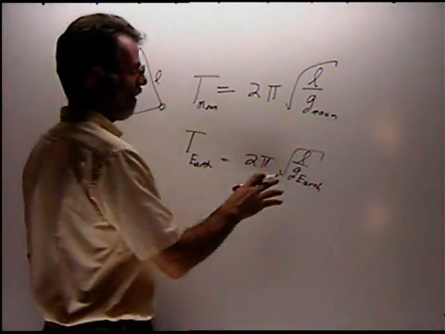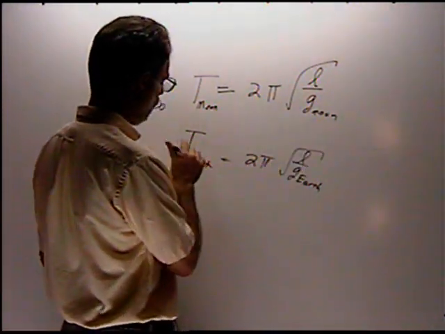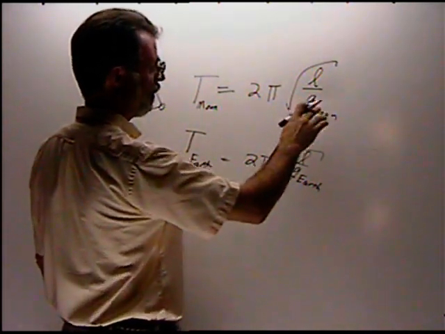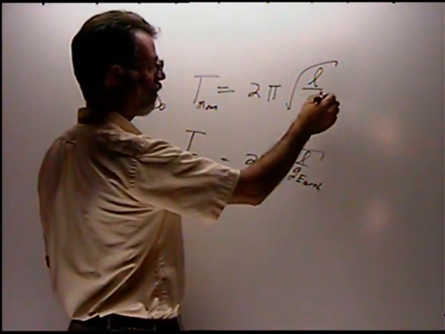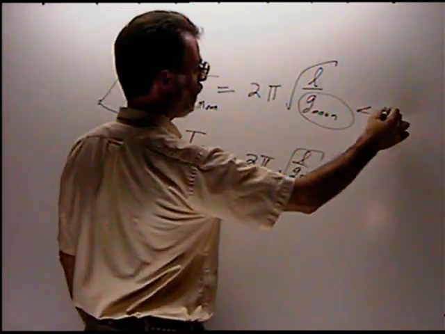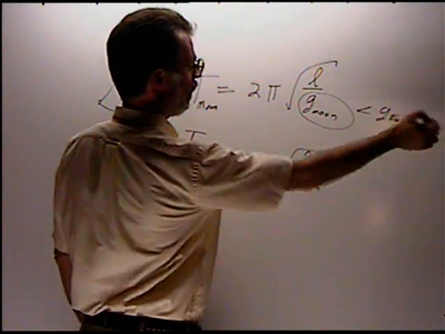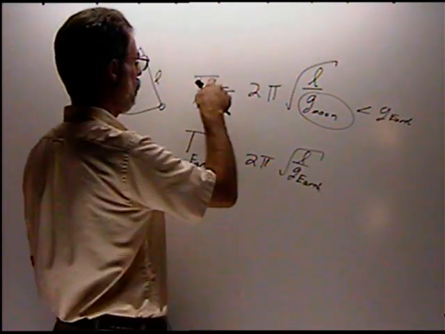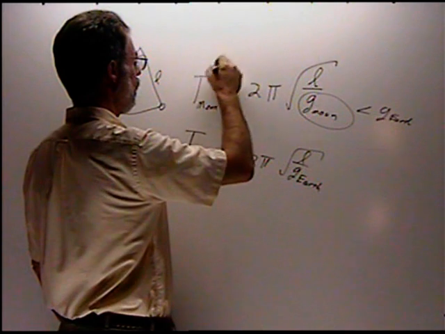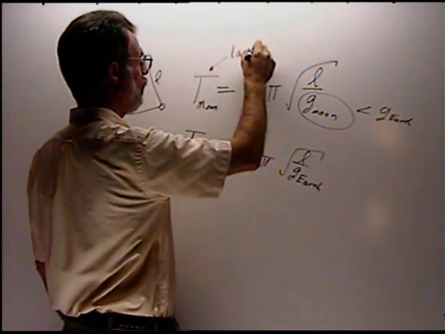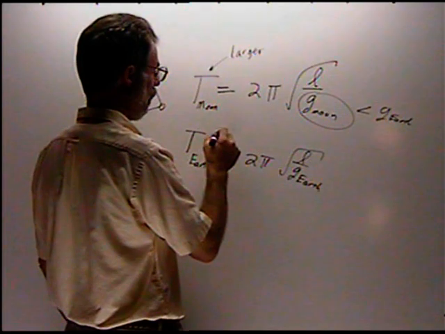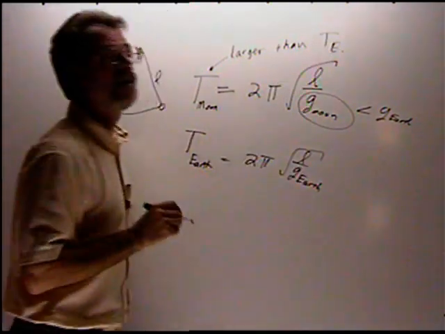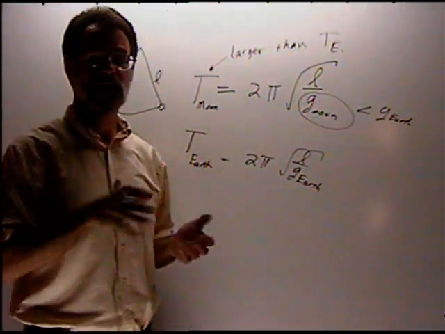So what would happen? If this number is smaller than the gravity for the Earth, and we divide by a smaller number, that will force this ratio to be larger, which means the period will be larger. So actually that means that the period for the moon will be larger than T Earth. So if the period's larger, it takes longer.